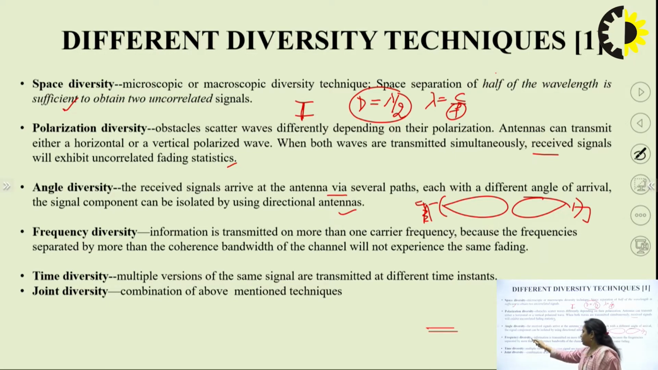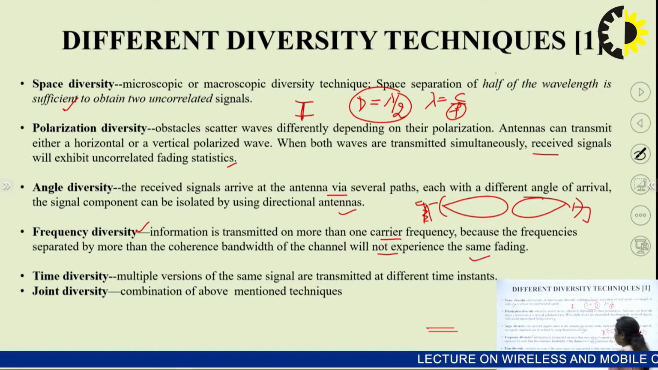Next one is the frequency diversity. Information is transmitted on more than one carrier frequency, because frequencies separated by more than the coherence bandwidth of the channel will not experience the same kind of fading.